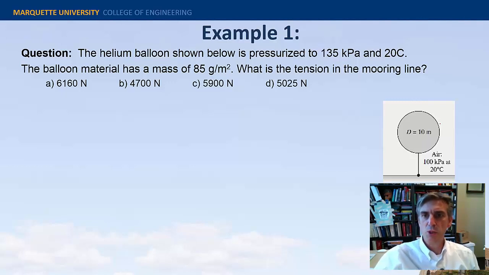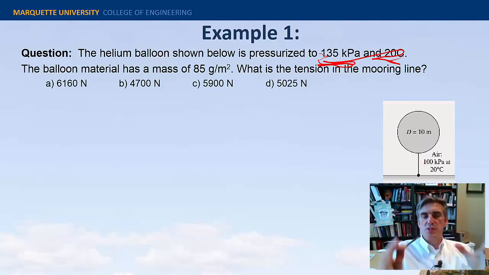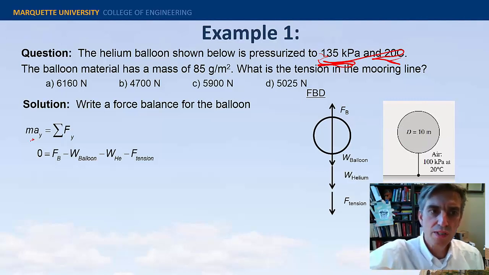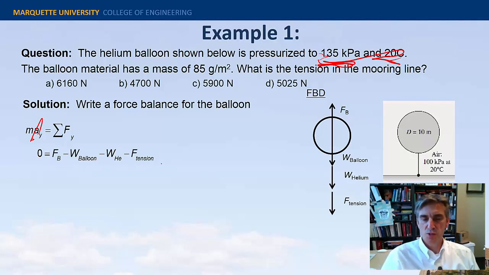Here we have a balloon that's completely submerged in atmospheric air. The balloon has been pressurized up to 135 kPa, and it's at 20 degrees C. The mass of the balloon, the skin, is 85 grams per meter cubed. What's the tension in the mooring line? Well, the way forward would be to sum forces. Now, since this is a static situation, we're assuming that the acceleration is zero. So we got 0 equals the sum of the forces.